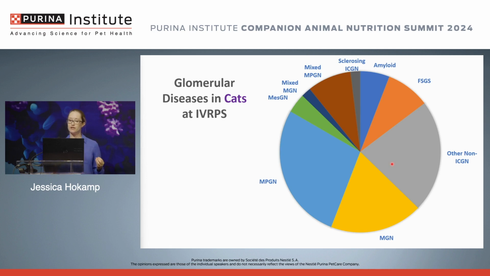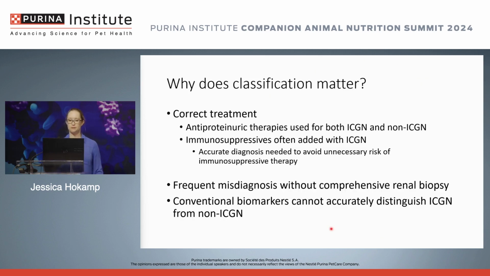Just very briefly, our breakdown in cats for the ICGN disorders leaned predominantly towards membranoproliferative and membranous glomerulonephritis, which I'll talk about more in a second. So why does this classification matter? Why do we care about being able to divide these up into ICGN, non-ICGN, and then the subcategories therein?